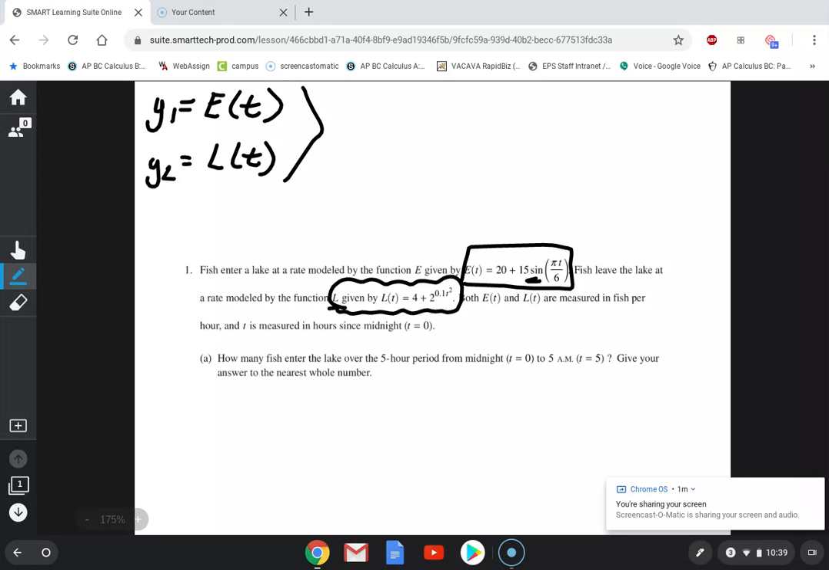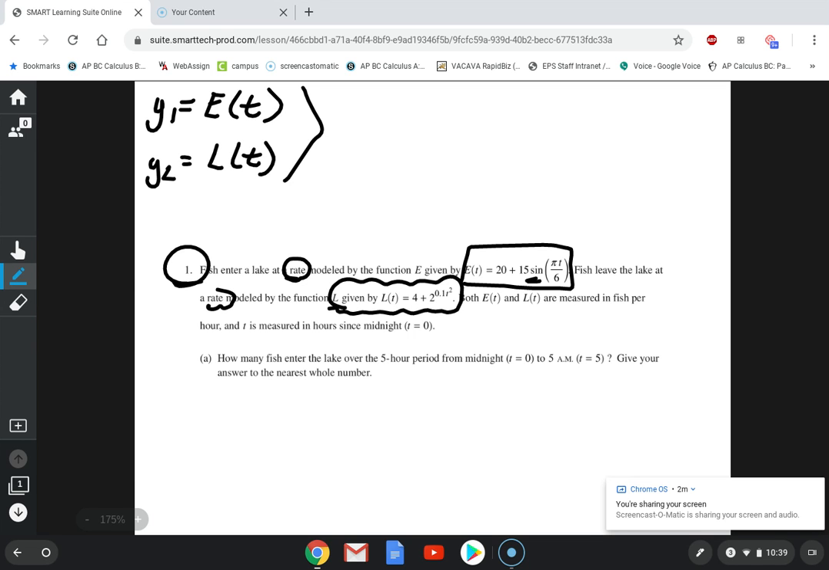So we're looking at the 2019 free response question, and this is question number 1. In it, you have these two functions. The first one is E of t, and that is the rate. You want to think about that as a derivative because it's a rate, and that's the rate at which the fish are entering the lake.